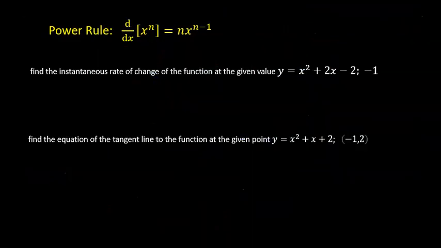Here are some word problems I have. Let's see. I have find the instantaneous rate of change, right? Anytime you see that, instantaneous rate of change of the function at the given value, y equals x squared plus 2x minus 2, and then they give us a negative 1. Anytime you say instantaneous rate of change, all that means is find the derivative, right? This is derivative stuff.